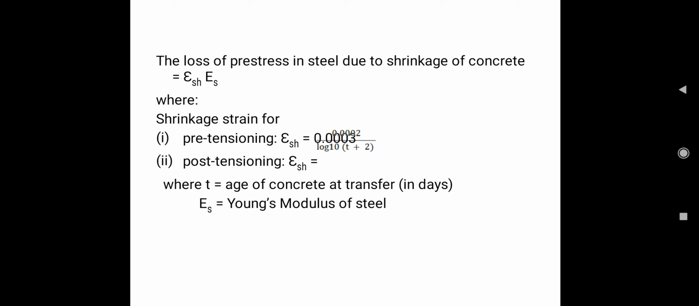The loss of prestress in steel due to shrinkage of concrete can be calculated by the equation epsilon Sh into Es, where the shrinkage strain for pre-tensioned members, epsilon Sh, is equal to 0.0003, and for post-tensioned members epsilon Sh is equal to 0.0002 divided by log 10 of (T plus 2), where T is the age of concrete at 28 days and Es is the Young's modulus of steel.